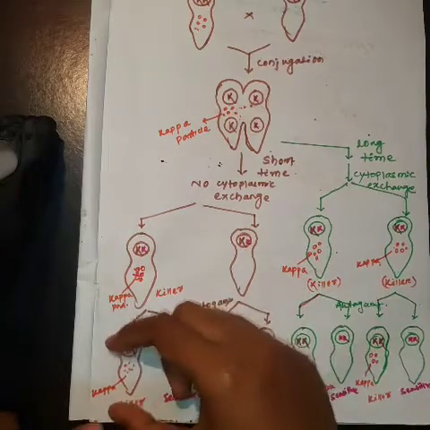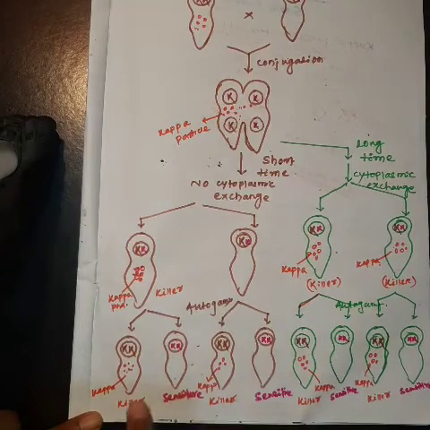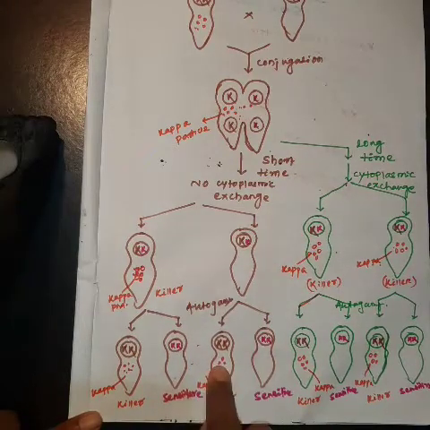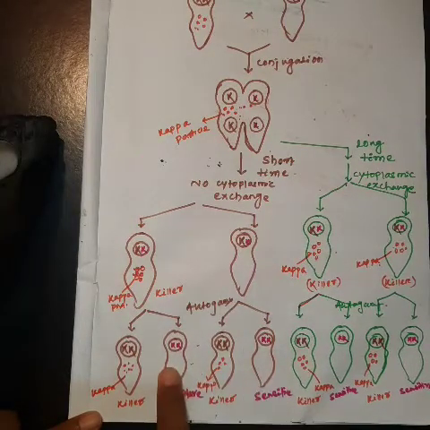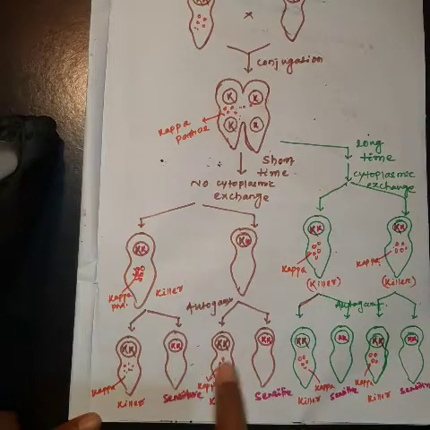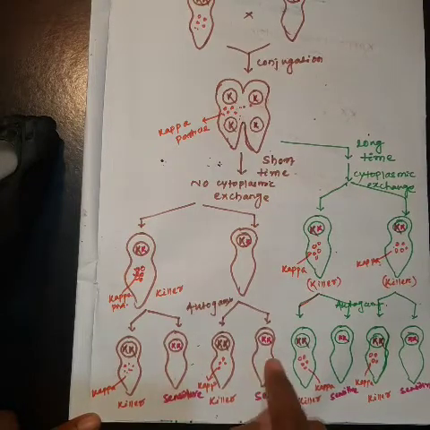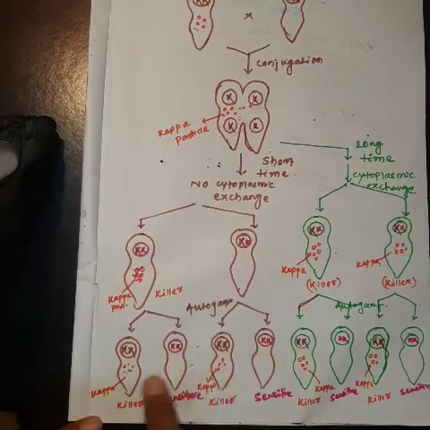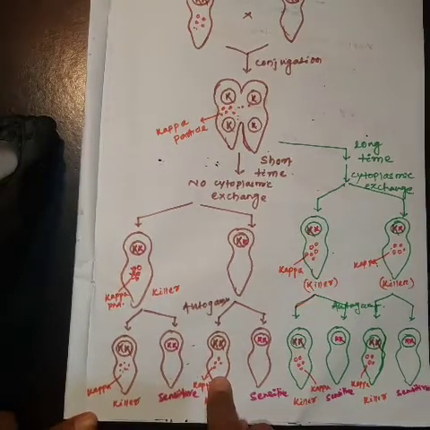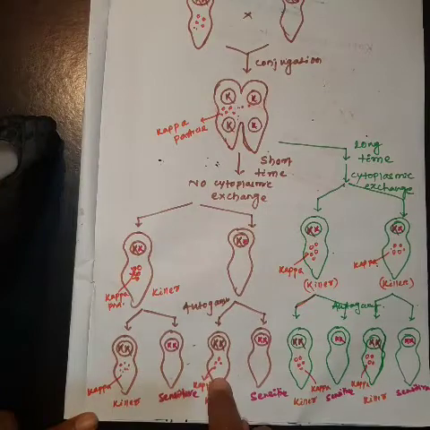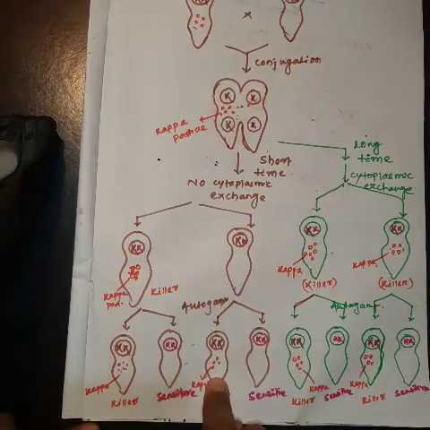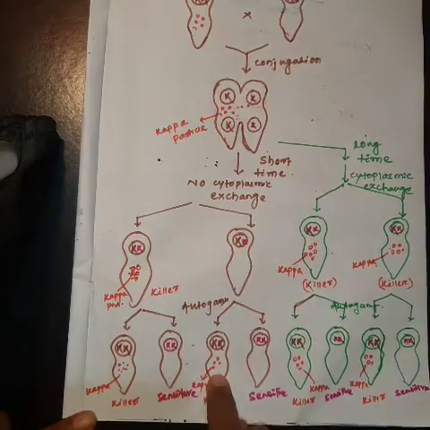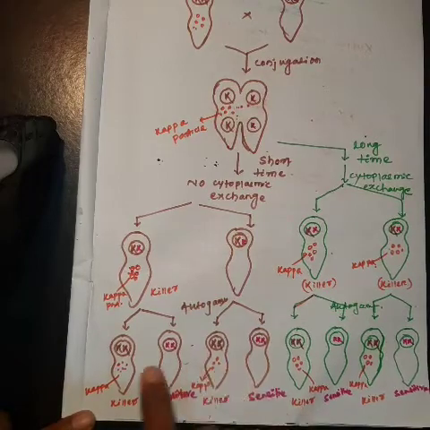Out of 4 progeny, 2 will be killer having the kappa particle, and 2 will be sensitive having no kappa particle. Their cytoplasm possesses no kappa particle in the sensitive strain. That means the strain which has the kappa particle is the killer one. They possess the toxic substance that is called paramecin.